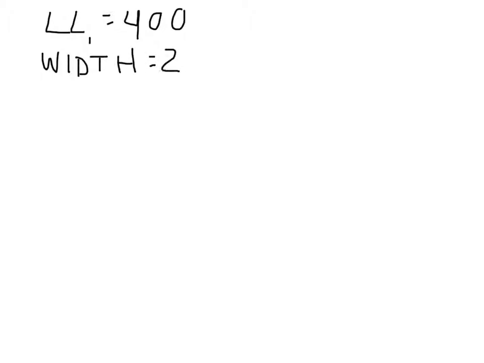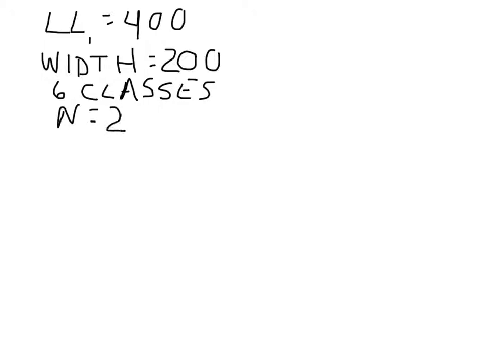Alright, we're going to do a do-over on the frequency table movie. So we know that the lower limit 1 is 400. The width is 200. There are 6 classes. And the sample size N is 25. Alright, so we're going to construct this pretty much by hand like we did the last time, and I hope it runs through effectively. So let's take a look at the lower limits.